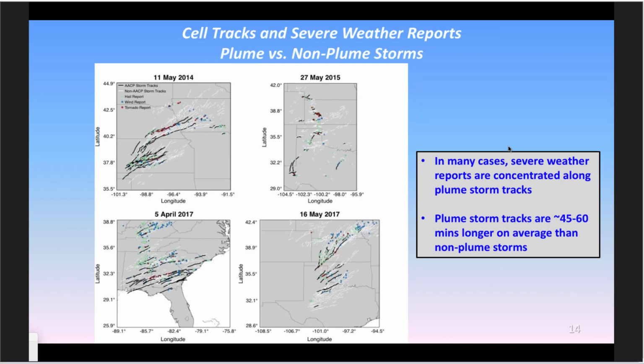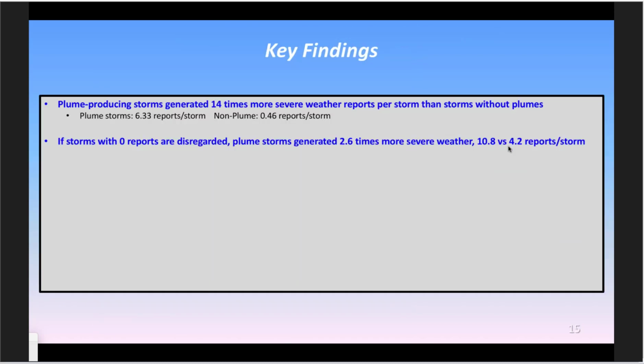We simply stared at satellite images and noted down coordinates and storm cell IDs and other sorts of things. So this is quite robust, what you see here. And what we found is that the plume storm tracks are about 45 to 60 minutes longer on average than non-plume storms. So that suggests that these storms are very well organized and robust, and as a result, they're ultimately more likely to be severe.